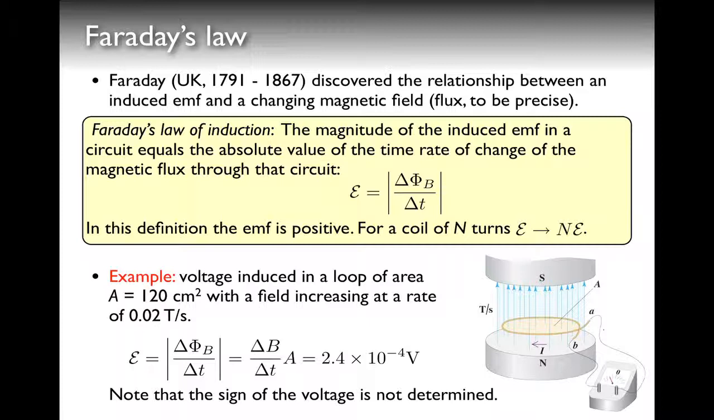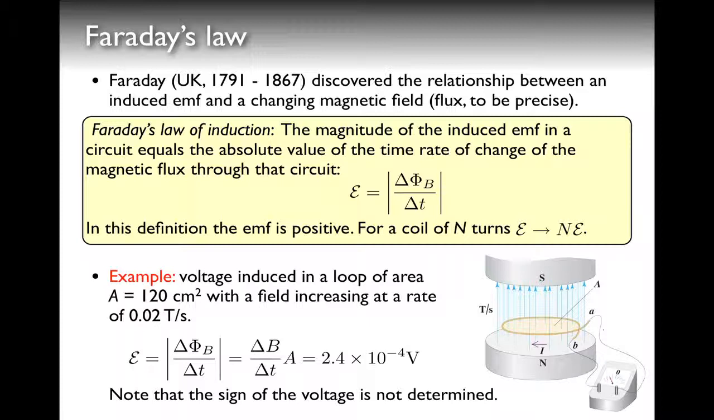The magnitude of the induced EMF in a circuit equals the absolute value of the time rate of change of the magnetic flux through that circuit. In other words, the EMF is going to be delta flux divided by delta T. Note that we take the absolute value, and the reason for that is that it is not clear a priori in what direction this EMF will go. So in this definition, the EMF is positive, and if you have a coil with n turns, what you have to do is replace E by the number of turns, n times E. Let me show you an example.